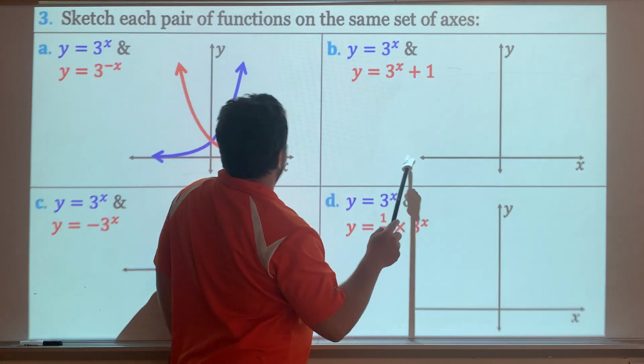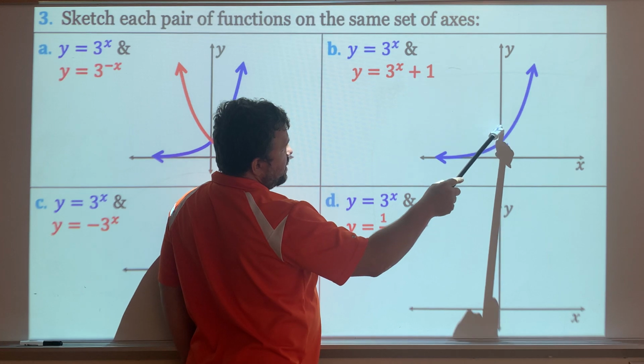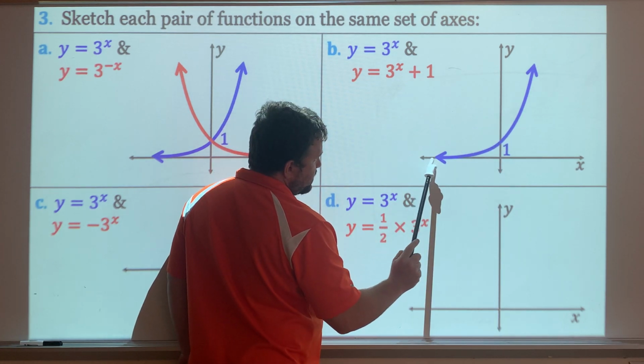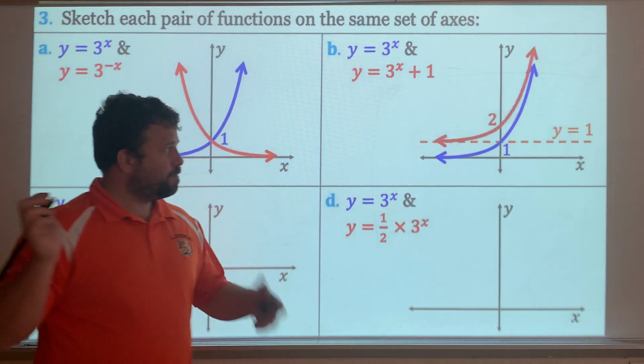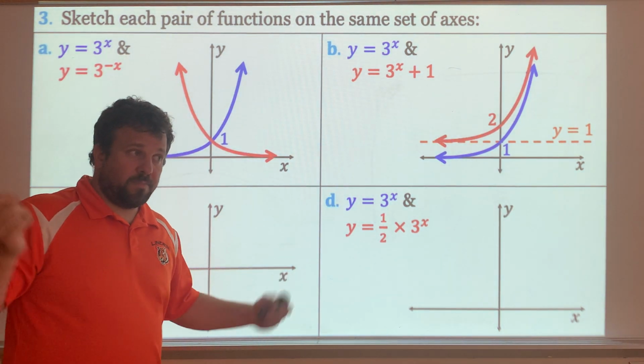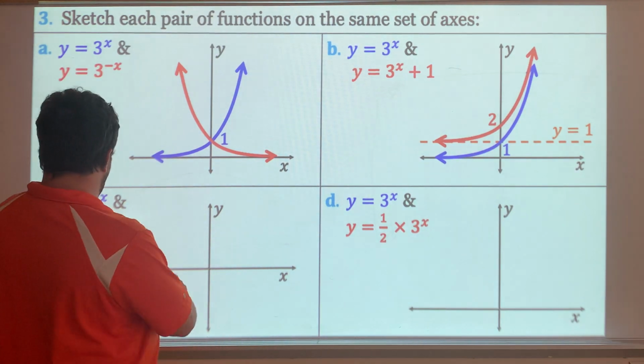So the first one, 3 to the x, goes through here, goes through 1. If you're adding 1, you're going to take this, you're going to slide it up 1, and my horizontal asymptote goes from y = 0 to y = 1. Should be able to pop these guys out quick.